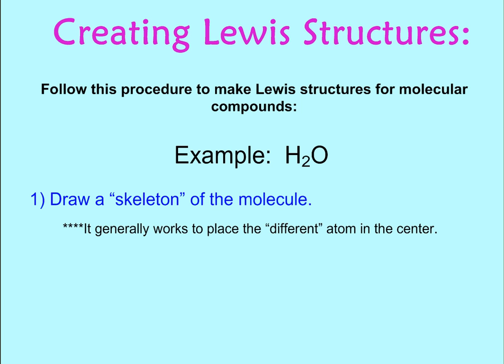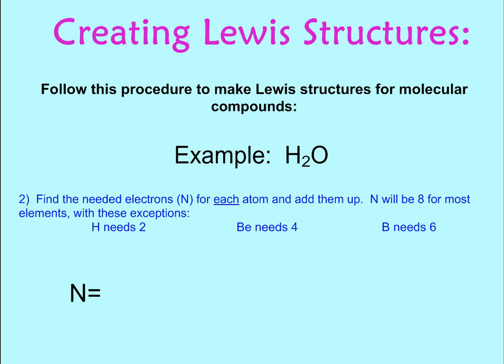It says it generally works to place the different atom in the center. Well, the different atom is oxygen, right? There's only 1 oxygen, but there's 2 hydrogens. So I have HOH. That is the skeleton. Then we're going to find NAS, which are the next 3.